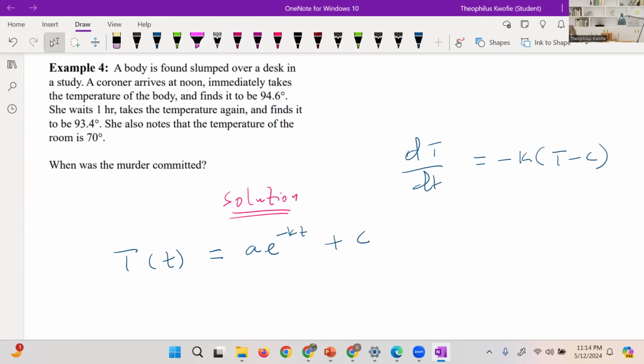Okay. So where we claim that K will be your what? Your decay rate, and your C is the what? Is the temperature of the surrounding medium. Okay. So please let's take note of that. Very, very, very important. So let's take note of that. Please, is that okay? Good. If at this point you have any questions, please let me know.